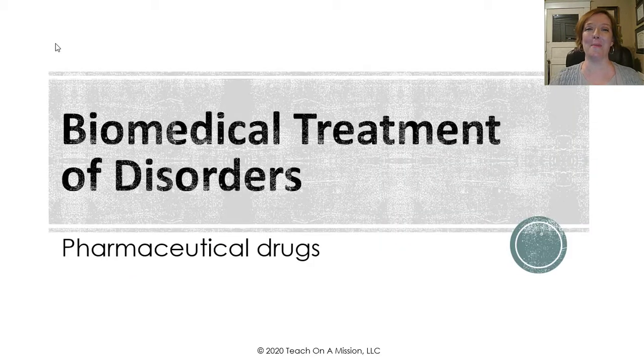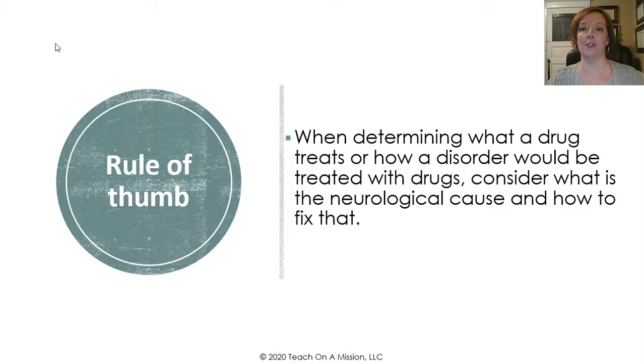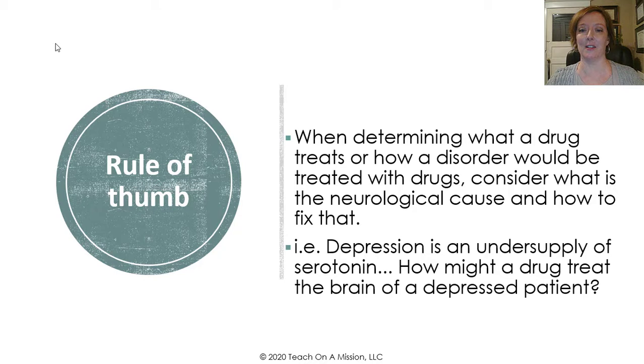All right, let's talk about the biomedical treatment of disorders. Basically, we have a couple of different categories here. Let's start with pharmaceutical drugs. The rule of thumb is that when determining what a drug treats or how a disorder would be treated with drugs, you need to consider what is the neurological cause and how to fix that. For example, depression is an undersupply of serotonin, so how might a drug treat the brain of a depressed patient?